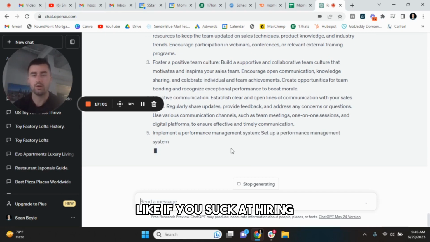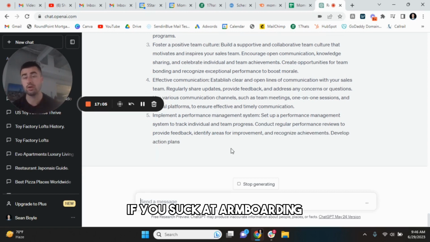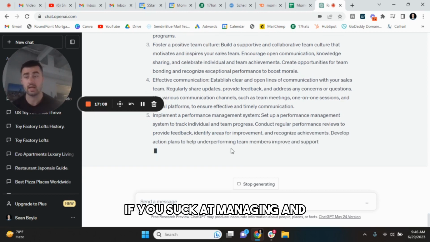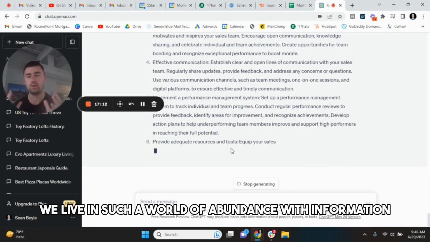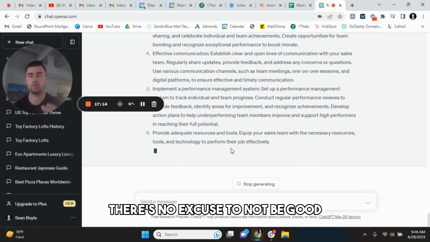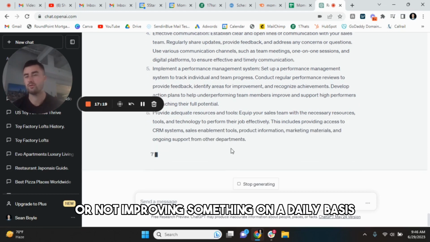Like if you suck at hiring, get better at hiring. Have ChatGPT help you with this. If you suck at onboarding, have it help you with onboarding. If you suck at managing and developing that culture, here you go. We live in such a world of abundance with information. There's no excuse to not be good or not improve in something on a daily basis.